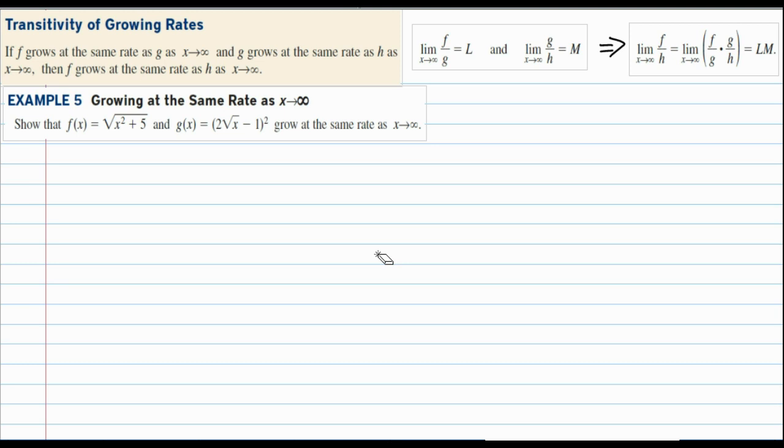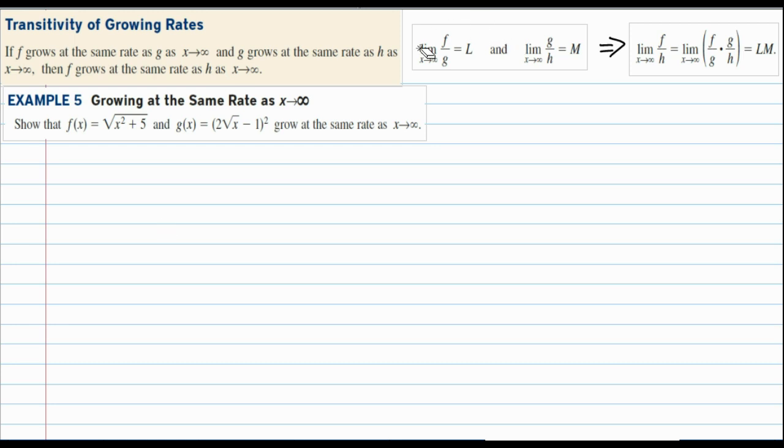So if f grows at the same rate as g as x approaches infinity, and g grows at the same rate as h as x approaches infinity, then f grows at the same rate as h as x approaches infinity by the transitivity of growing rates. So if f is to g and g is to h, f is to h.